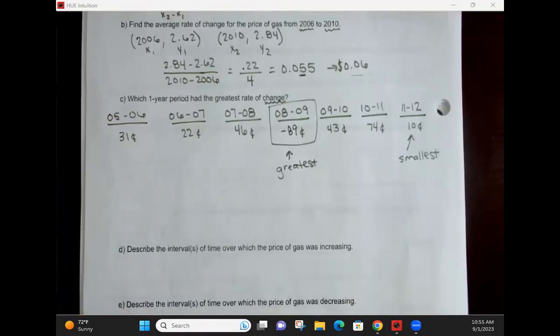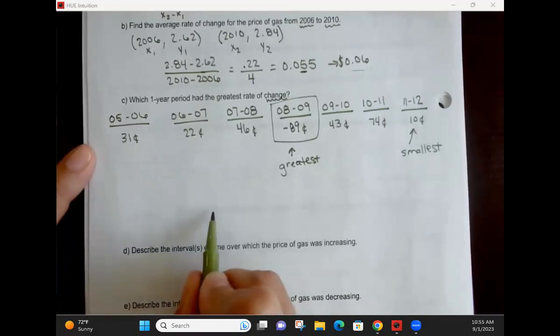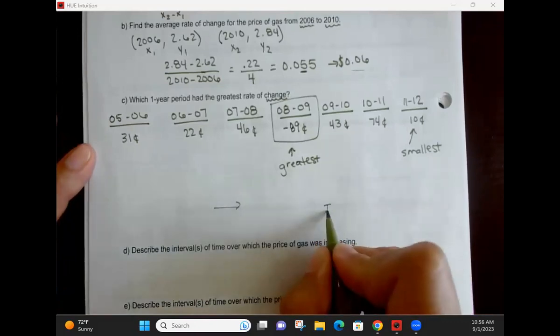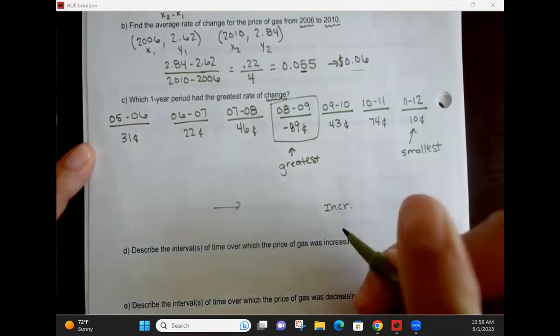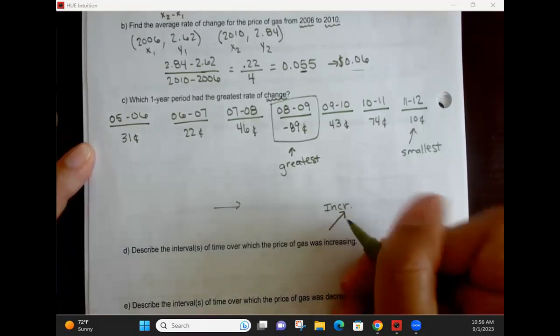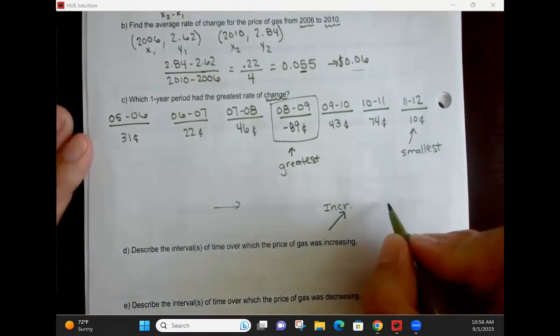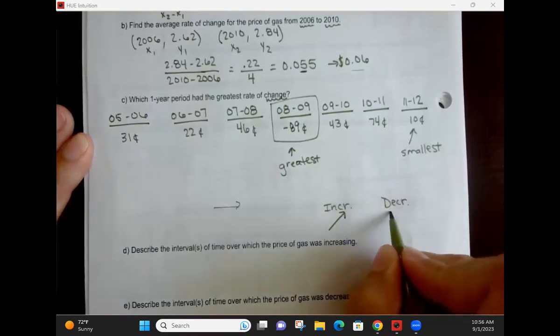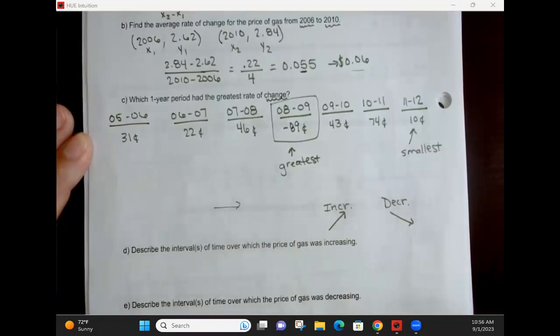Here's where we're going to look at this in a little bit different lens for today. We're going to talk about intervals when we expect our function to be increasing or decreasing, based on that rate of change. Remember that we read graphs from left to right. When we talk about a graph increasing, that means we are going up as we move from left to right. When we talk about a graph decreasing, that means we are going down from left to right.